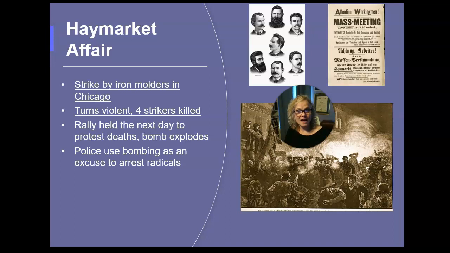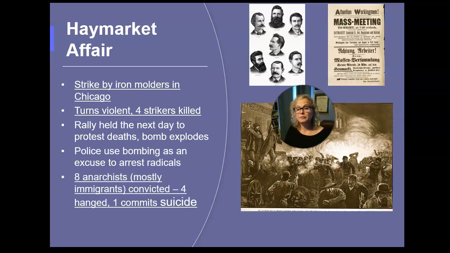Either way, police used the bombings as a way to arrest anybody they viewed as radical. Basically 8 anarchists were convicted, and 4 were hanged. One of them committed suicide before anything really happened, but it turns out there really wasn't any evidence.